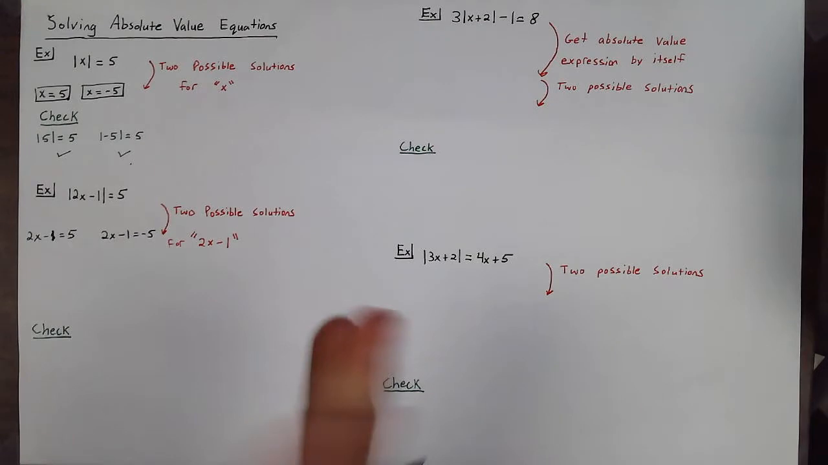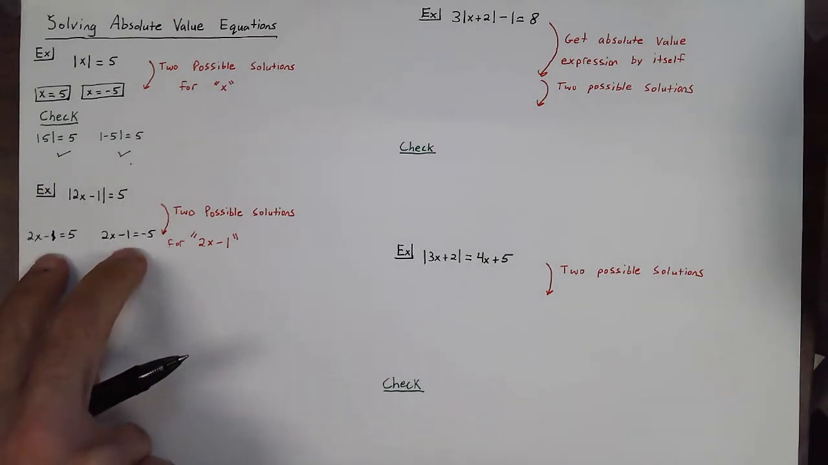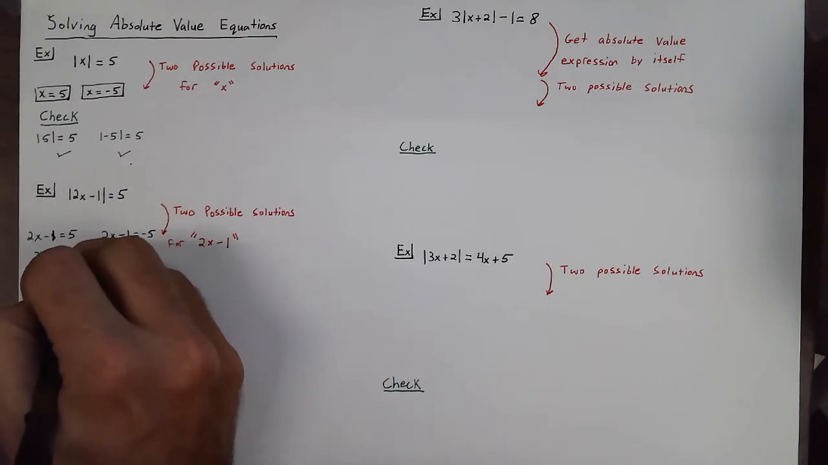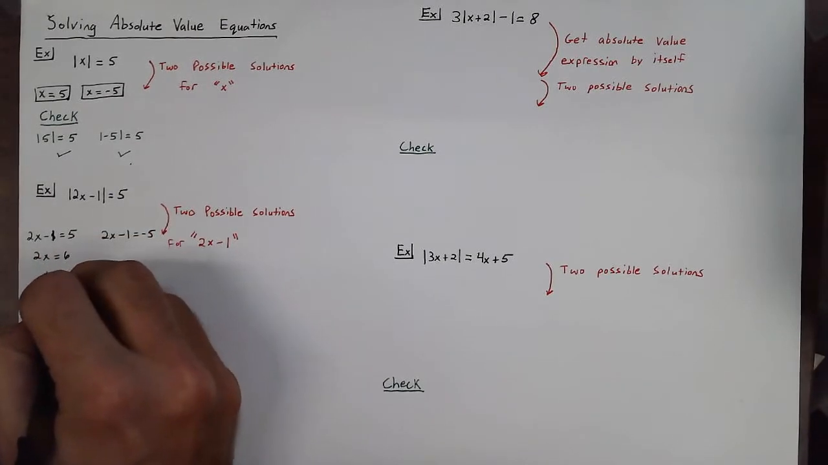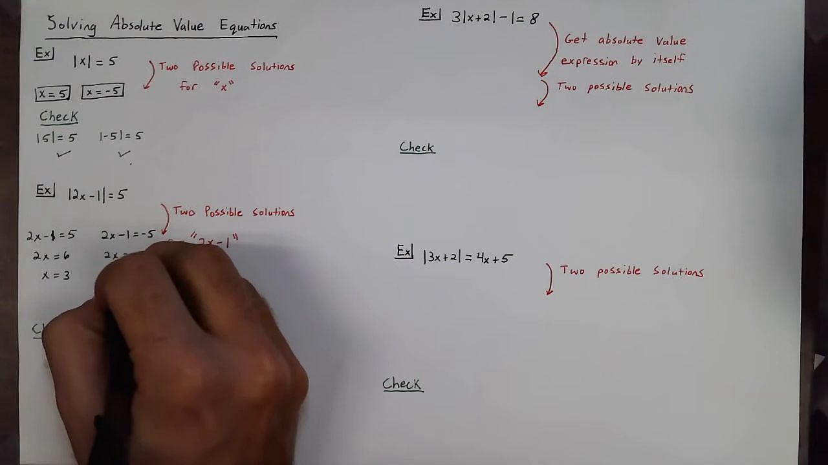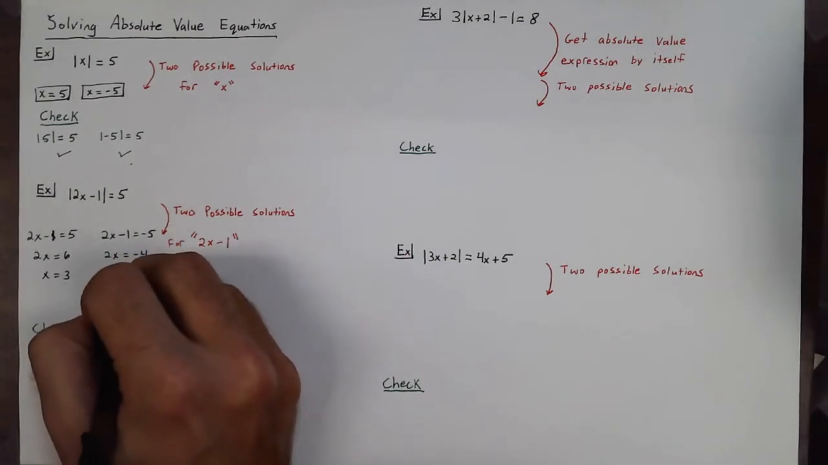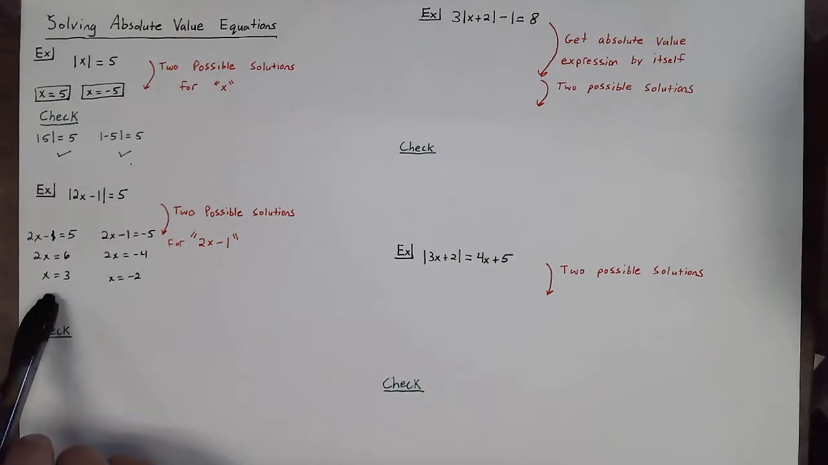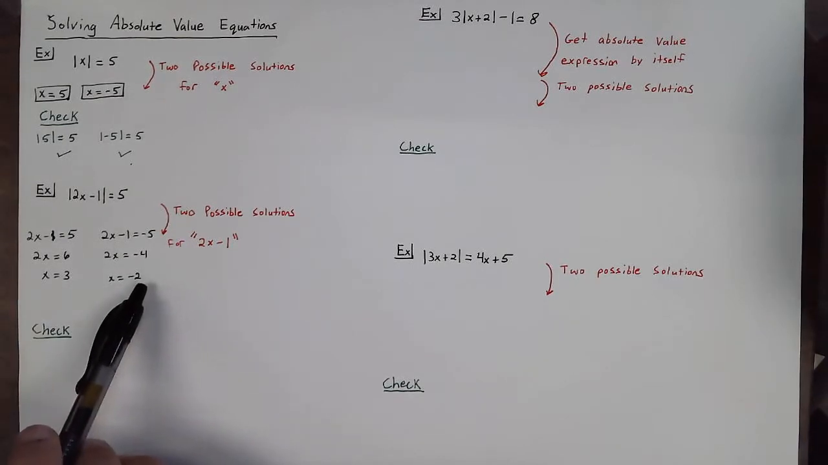Now we have two equations we can go through and solve for x. First by adding 1 and then dividing by 2. And when we're finished, we'll see that we have x equals 3 as a solution and x equals negative 2.